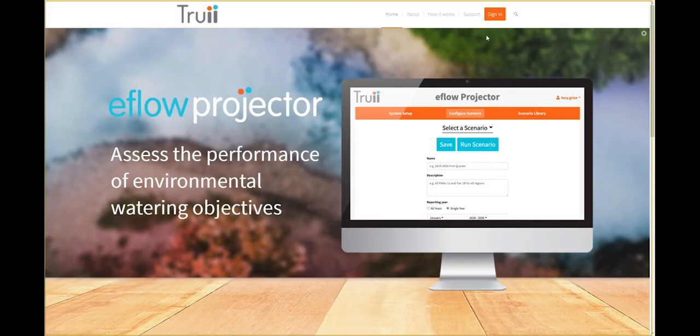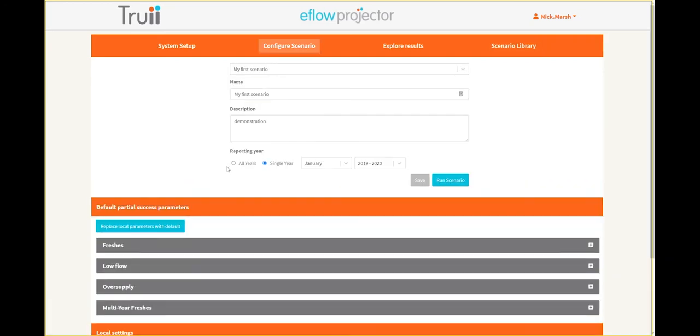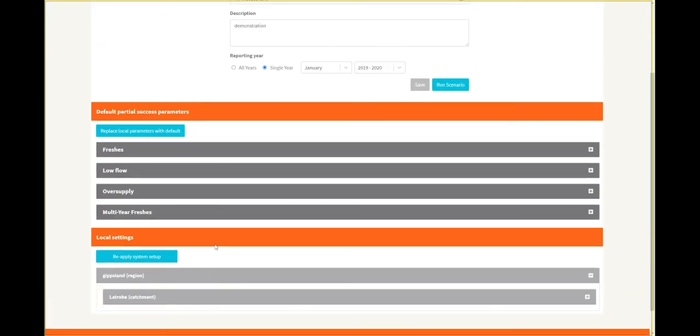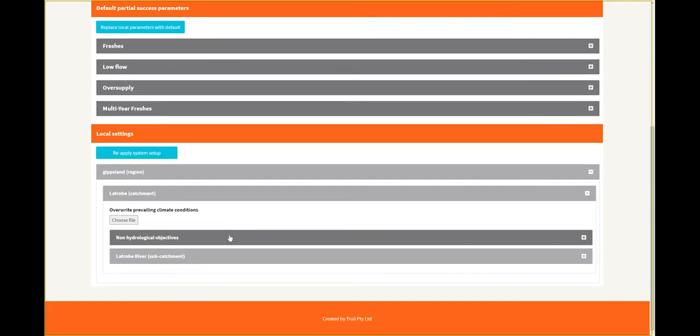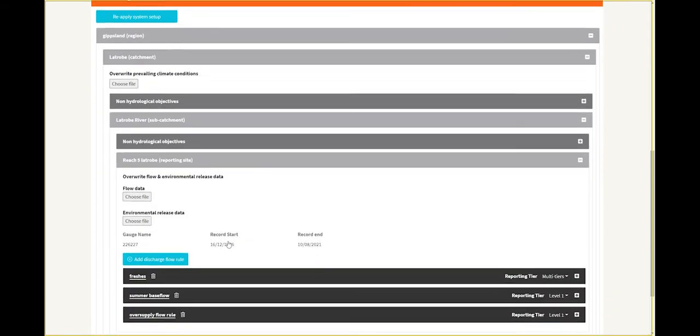Let's have a look at a multi-year flow rule in eFlow Projector. Log into the app now. Let's have a look at our base scenario here. We'll scroll through, find the site that we want to apply the multi-year flow rule to. So we're at Reach 5 in Latrobe.